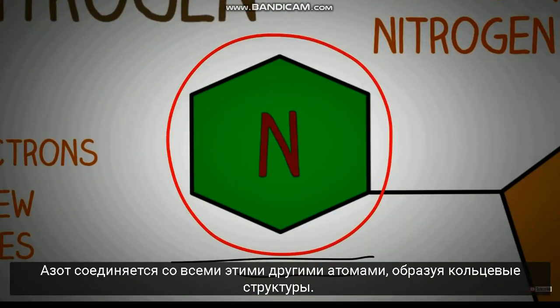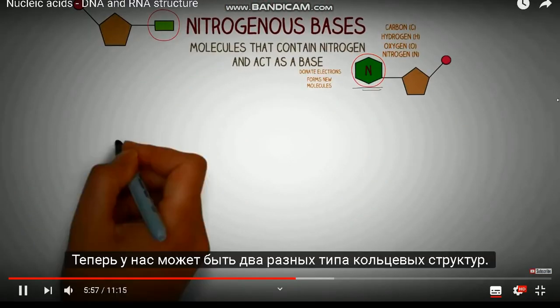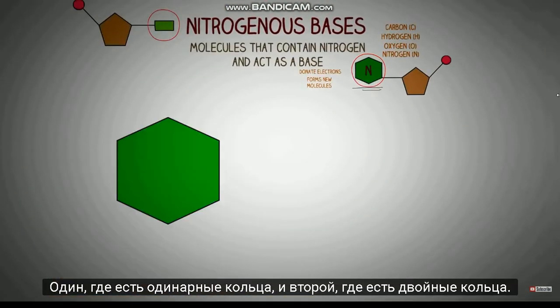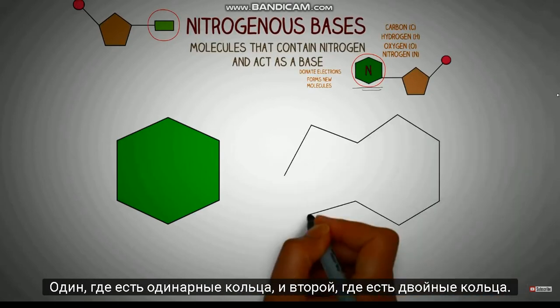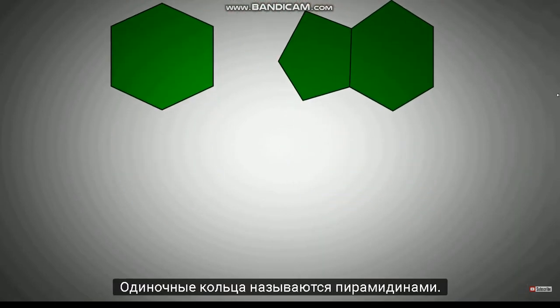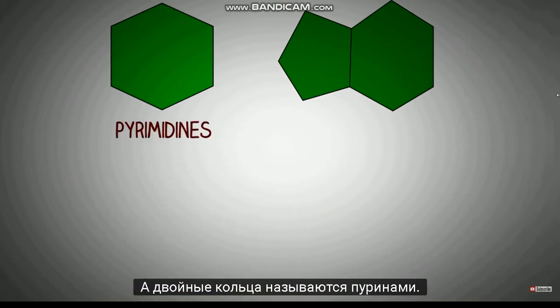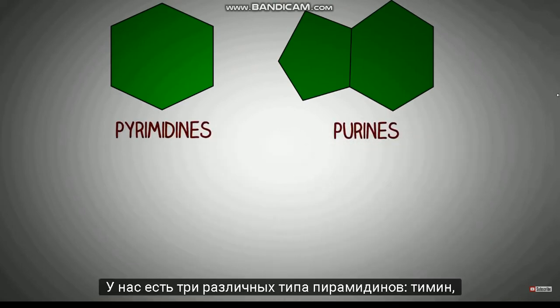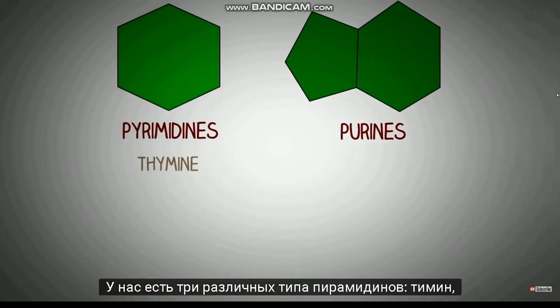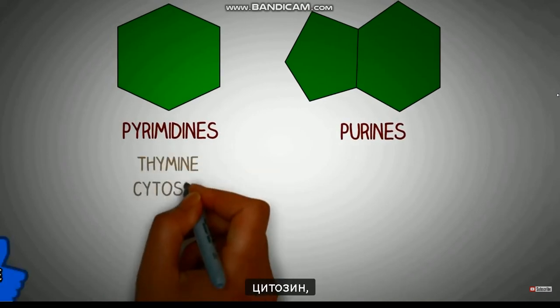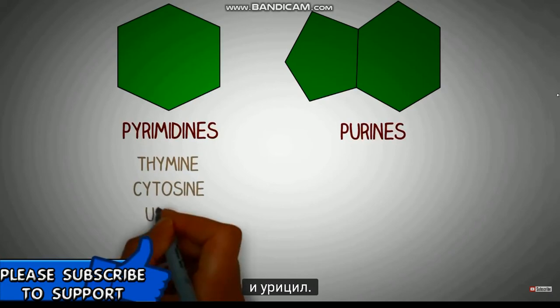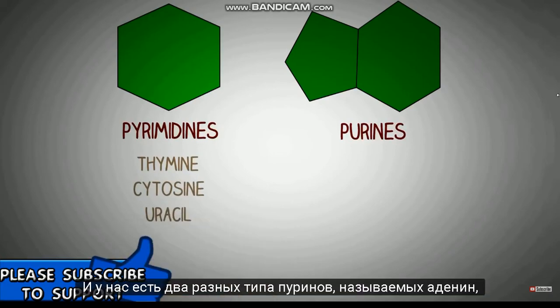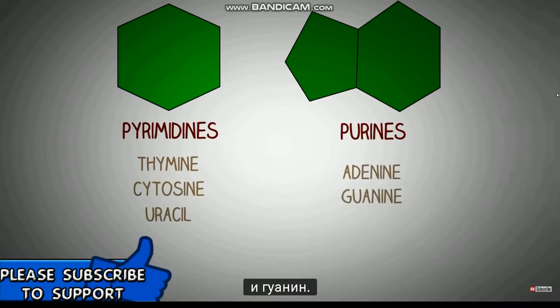The nitrogen combines with all of these other atoms to form ringed structures. Now we can have two different types of ringed structures: one where there are single rings, and second where there are double rings. The single rings are called pyrimidines and the double rings are called purines. We have three different types of pyrimidines: thymine, cytosine and uracil. And we have two different types of purines called adenine and guanine.